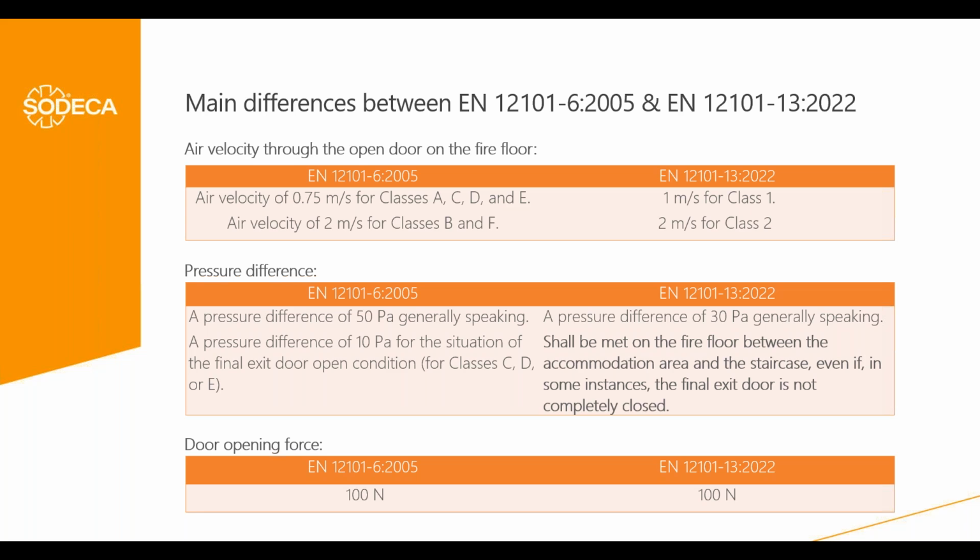Okay, and there is one parameter that is important to consider, because there was also in the old part 6 a requirement of 10 pascals for classes C, D, and E. When the final exit door was open and the rest of doors connecting to the levels were closed, for these classes where we had a lot of people inside the staircase evacuation for simultaneous evacuation or phase evacuation, etc., it was this requirement. When all the doors between the staircase and the levels are closed and the final exit door is open, we need to maintain 10 pascals, and this in fact takes us to the highest airflow calculation compared to other situations.